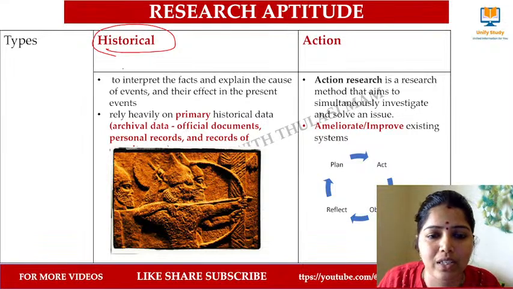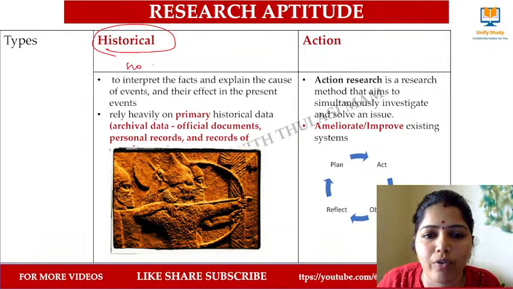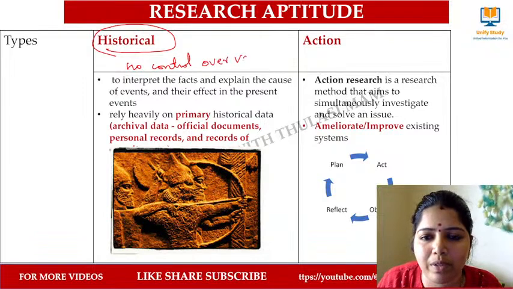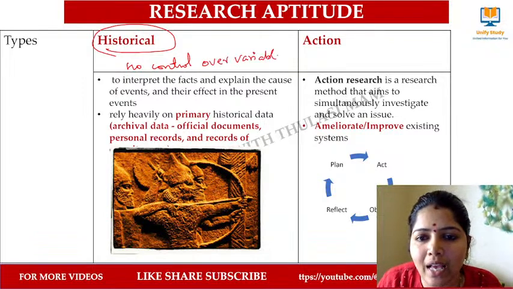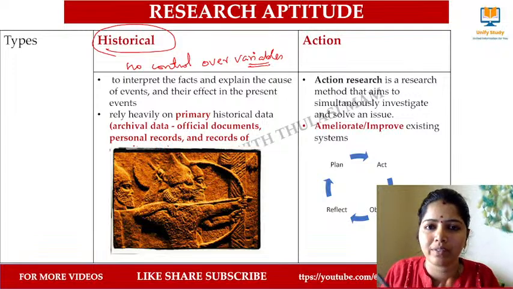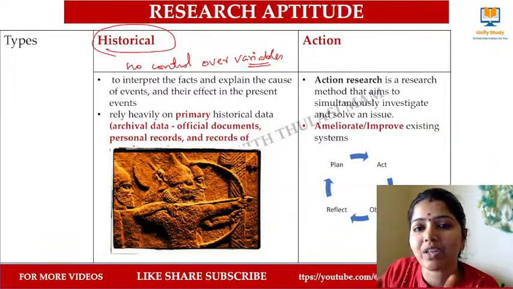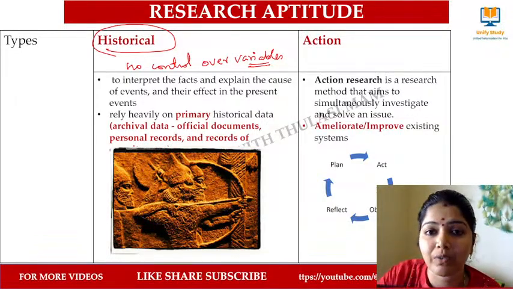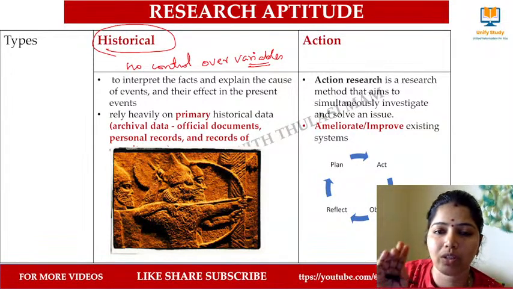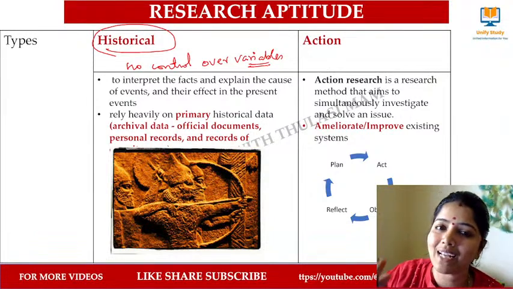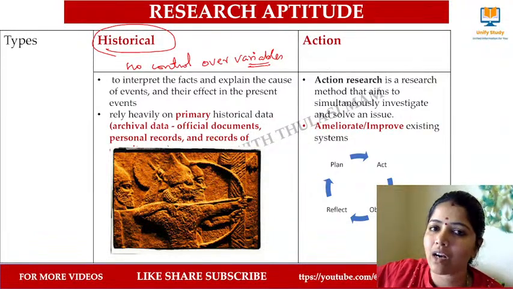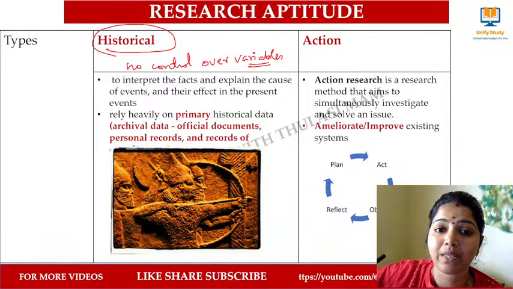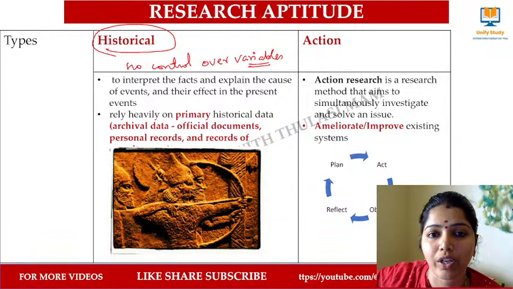See, in some researches we have a concept of no control over variables. What does it mean? Variables means who are all a part of the research. There are some researches where we cannot control the variables. In history, it has already happened before. I cannot go and change it. So we say there is no control over variables in historical research.